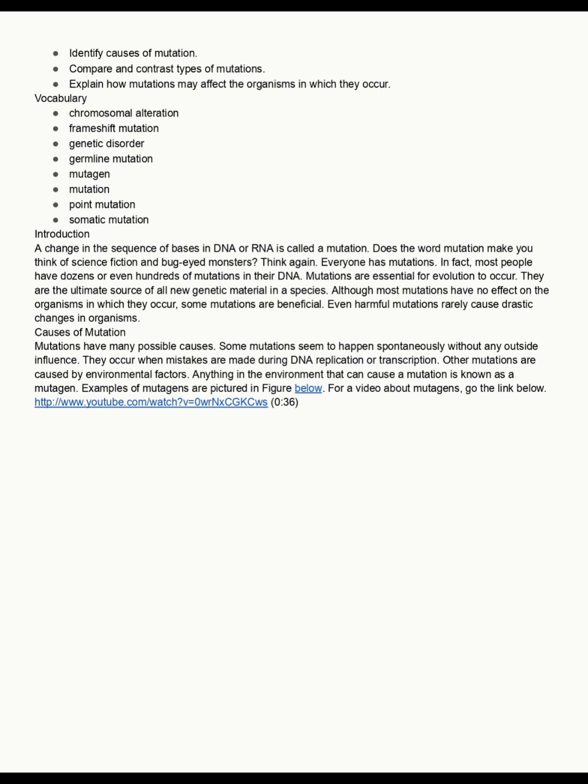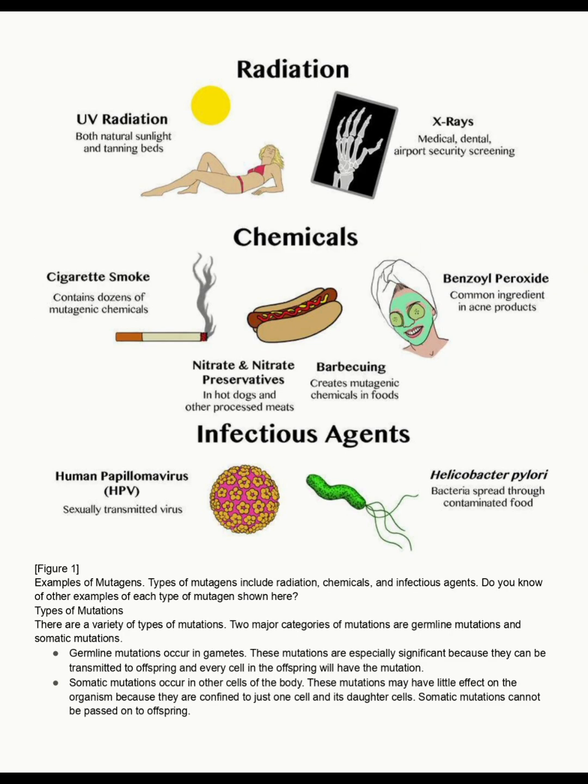Examples of mutagens are pictured in the figure below. For a video about mutagens, go to the link below. Types of mutagens include radiation, chemicals, and infectious agents. Do you know of other examples of each type of mutagen shown here?